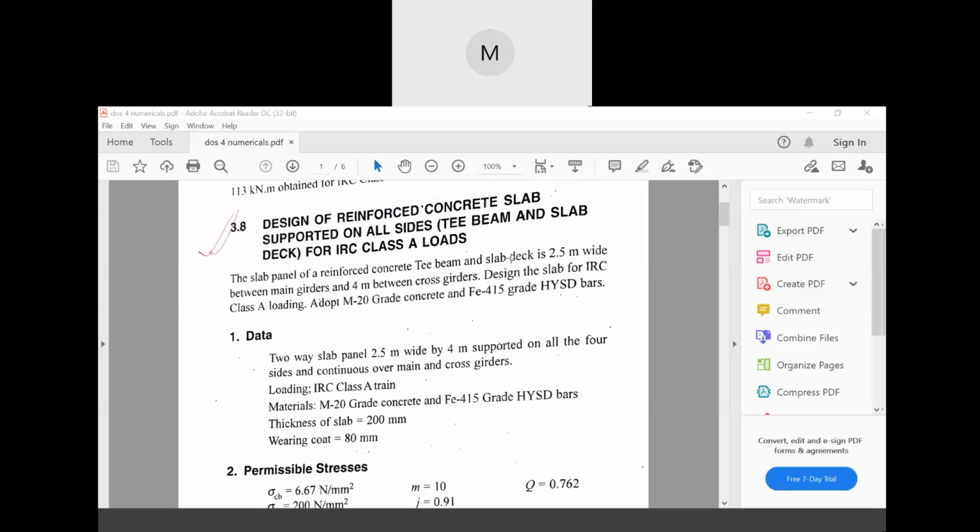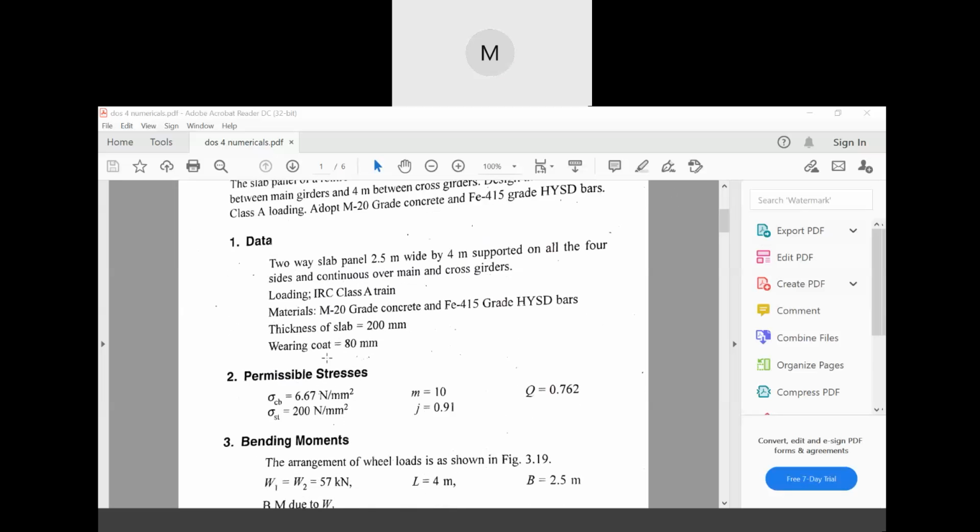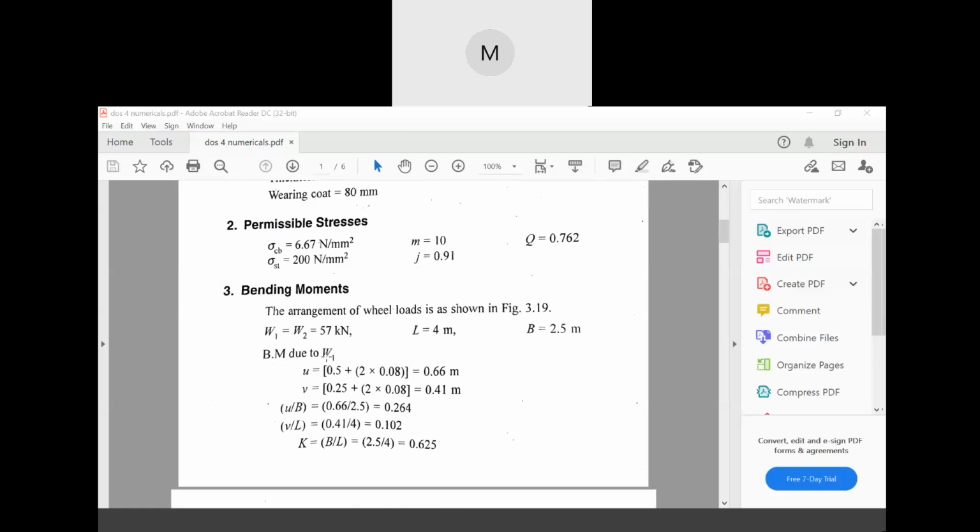Design of RCC slab supported on all sides for IRC class A loads. The last numerical was for IRC class AA loads. So this one will be IRC class A load. Yesterday we discussed the data is given, then the permissible stresses are given. Now we know, if you see the figure, first of all, what happens?